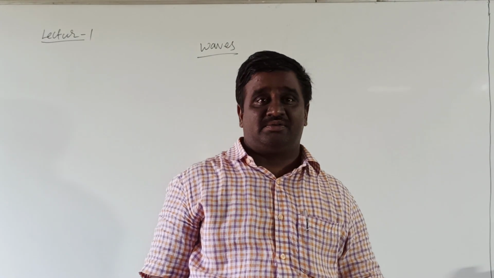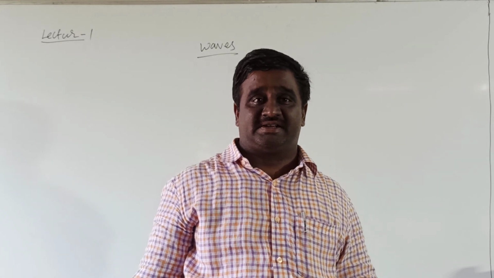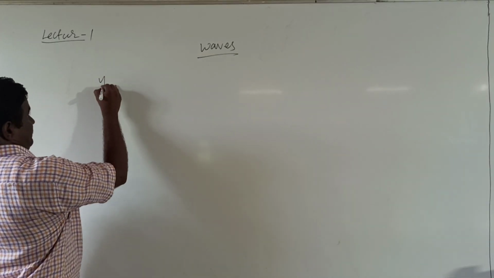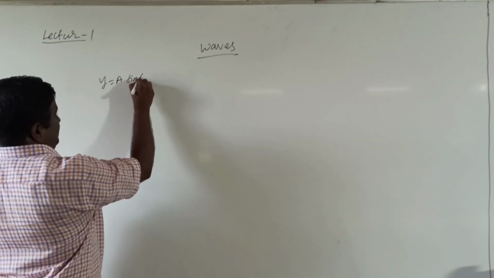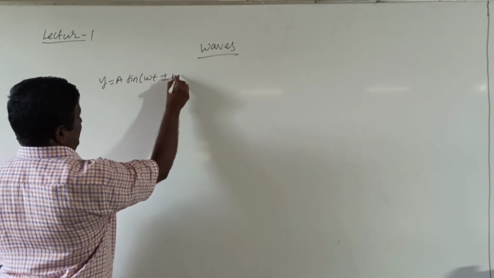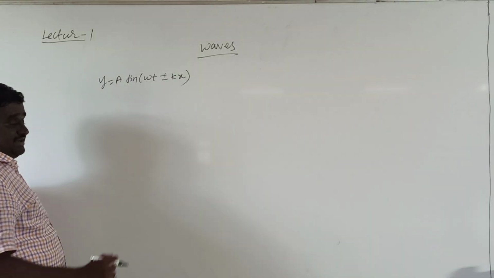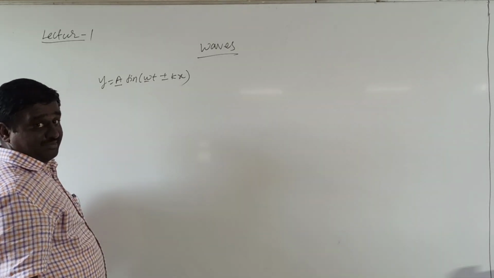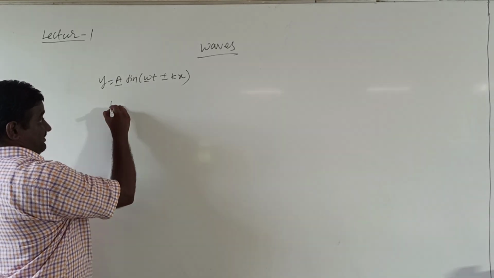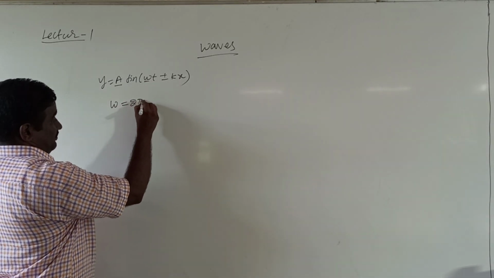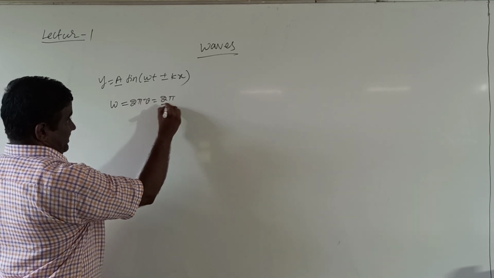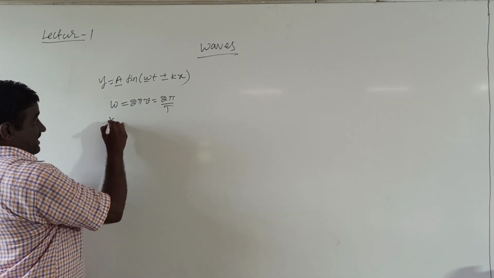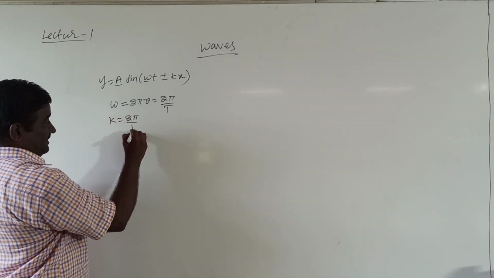A progressive wave is traveling along the x-axis. The equation of the progressive wave is y equal to a sin(omega t plus or minus kx). In this equation, a represents the amplitude of the wave, omega represents the angular frequency of the wave, where omega equal to 2 pi mu, which is equal to 2 pi by T. And k is the propagation constant, its value k equal to 2 pi by lambda.